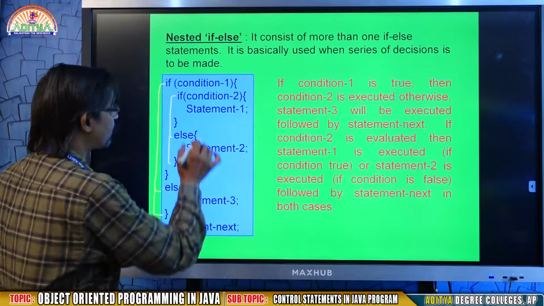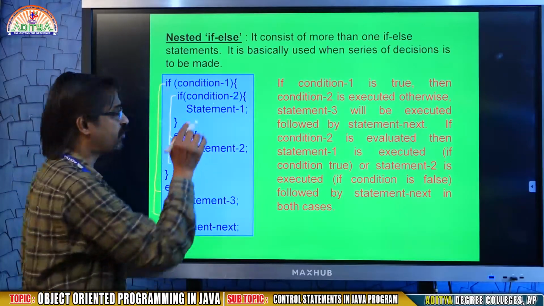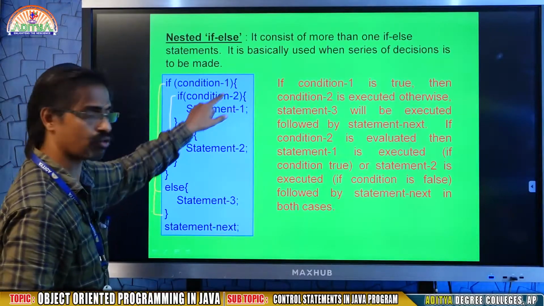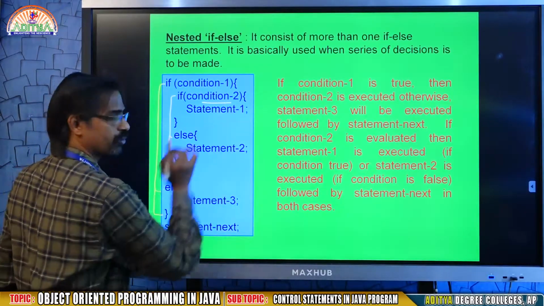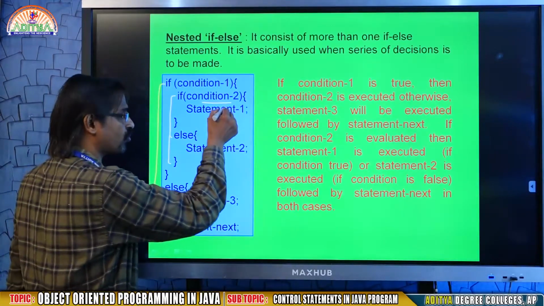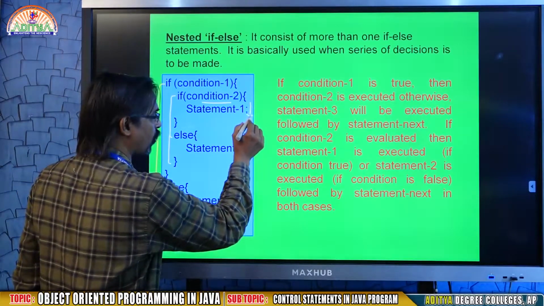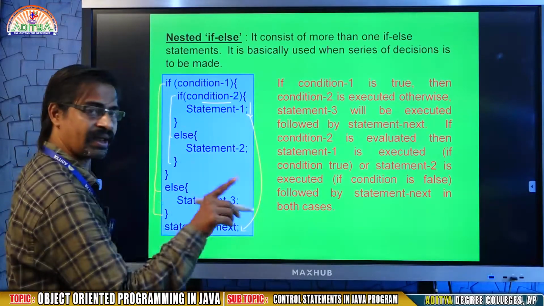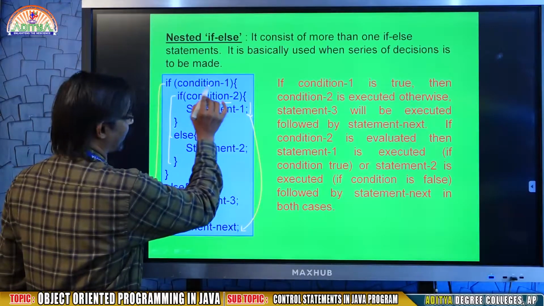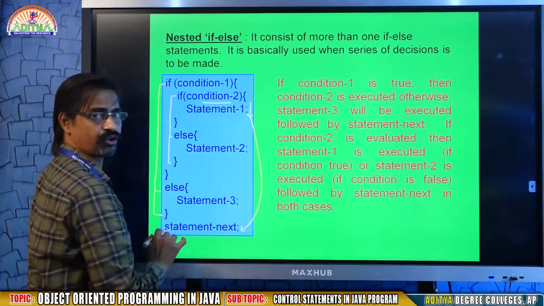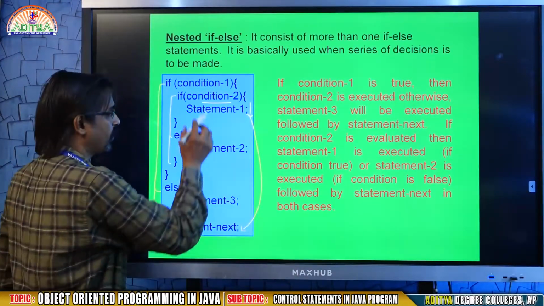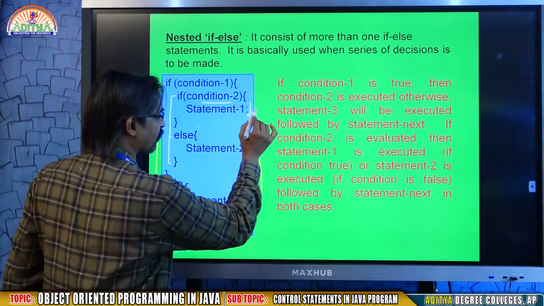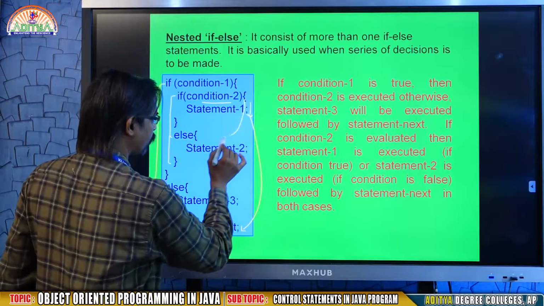That means the execution of condition 2 is depending on condition 1. Assume if condition 1 is true, it comes to condition 2. If condition 2 is okay, then execute statement 1 and then go out. In case the condition 1 is okay, so it will come to condition 2. In condition 2, if it is false, then it will go to else.